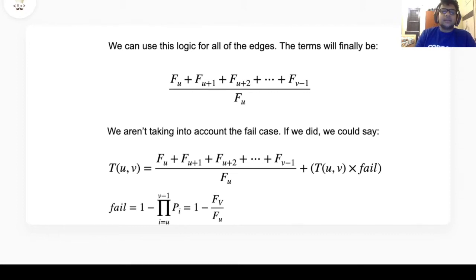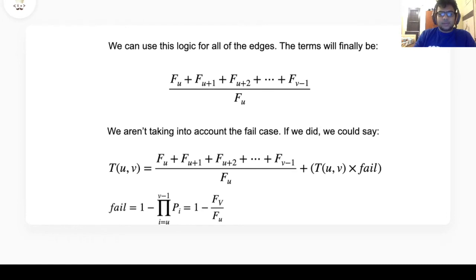Now, there's something missing with this. We aren't taking into account the case where our transfer could fail, right? Like if we're transferring, for example, from f of u plus 2 to f of u plus 3 and suddenly it fails, then we'll go back to f of u, right? So we'll use all of those edges a second time. So how do we account for that? Well, we can say that the function t of u and v is equal to this original term we had plus t of u and v multiplied by fail. So there's kind of a cycle here that we're making, right? That in case it fails, then we use this function again.